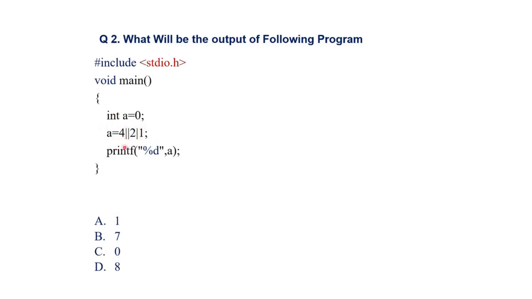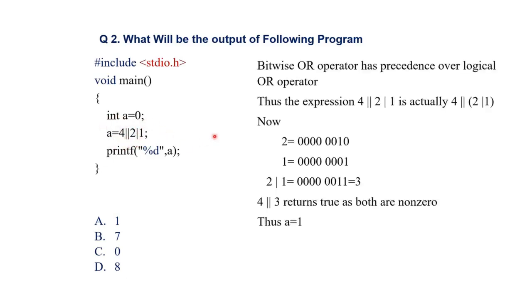Let us see how this expression is going to be calculated. We know that the bitwise OR operator has greater precedence over the logical OR operator. So in this expression, this operator has greater precedence than the logical operator. Therefore, this expression is actually 4 logical OR 2 bitwise OR 1, where 2 OR 1 will be executed first because it has greater precedence.